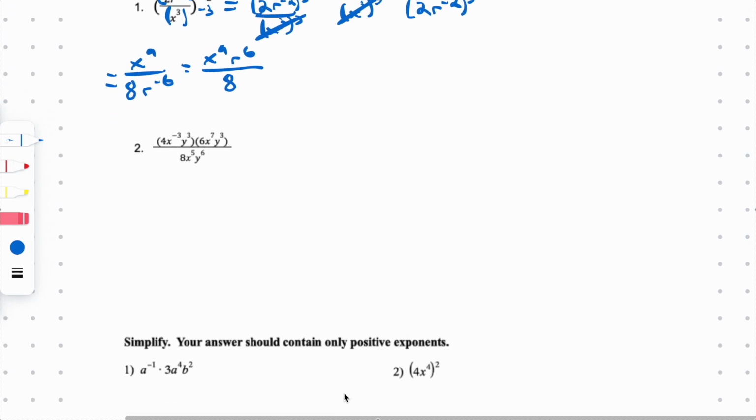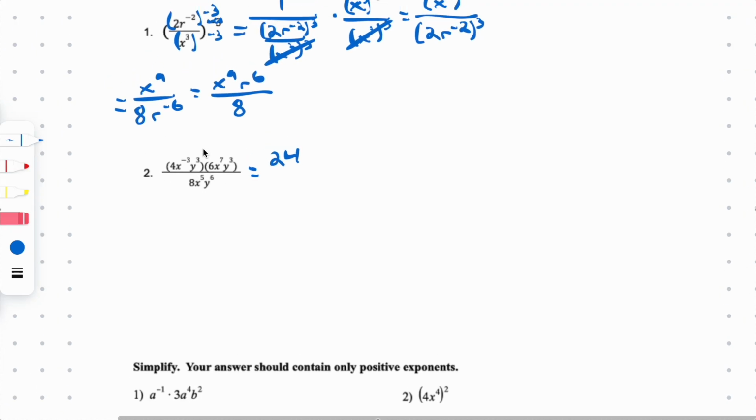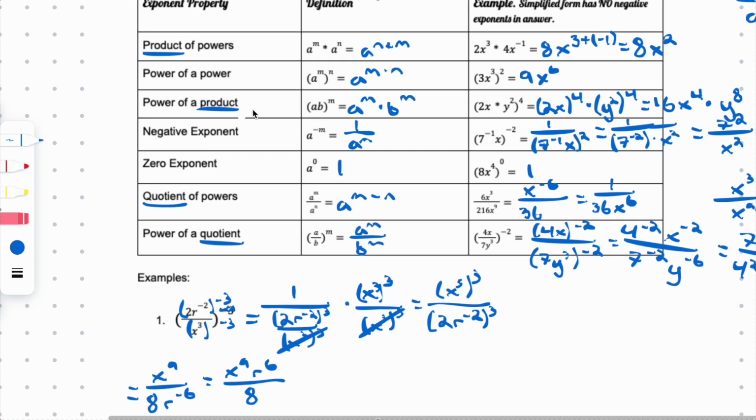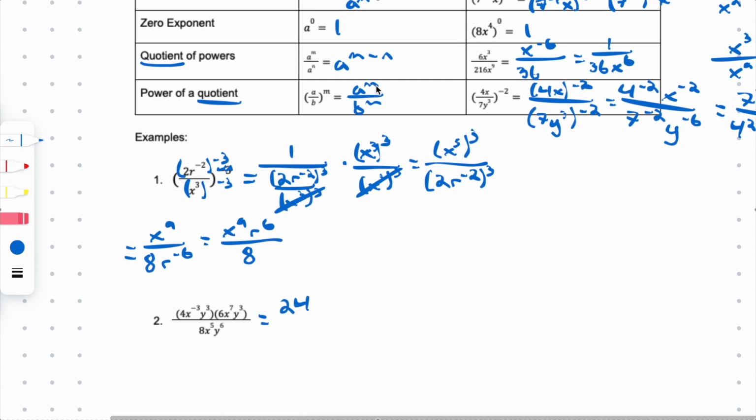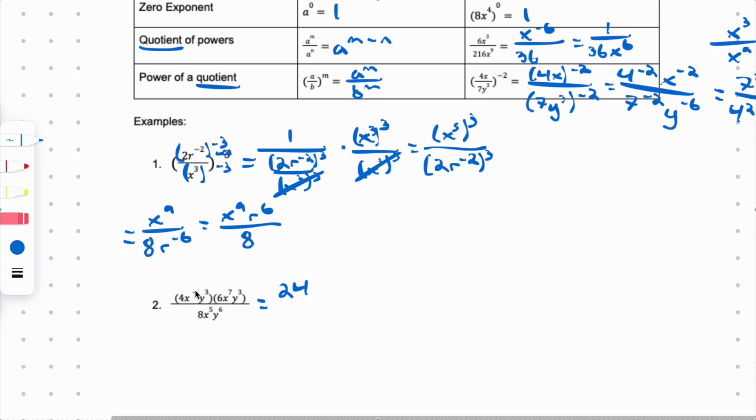Okay, so now this looks more complicated, but it's actually not that bad. Let's start by multiplying these coefficients, so 4 and 6, we get 24. Now we want to look at all our x's on the numerator, and we're multiplying both of these terms. So when we're multiplying two terms with the same base, what do we do to the exponents? We add them. So for x, we have x to the negative 3rd and x to the 7th. So what's negative 3 plus 7? That's going to be positive 4.